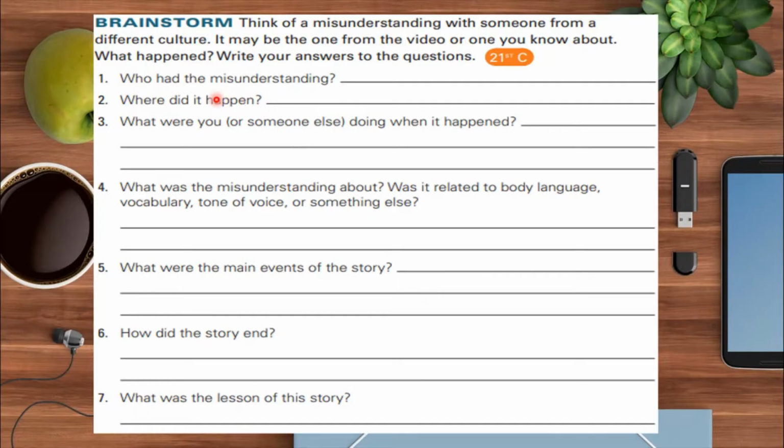And where did it happen? You have to mention the city or the country, let me say. And what were you doing when it happened? Then what was the misunderstanding about? Maybe about body language or vocabulary, maybe tone of voice or something else. Then we come to the main events of the story. Here is the development of the story.